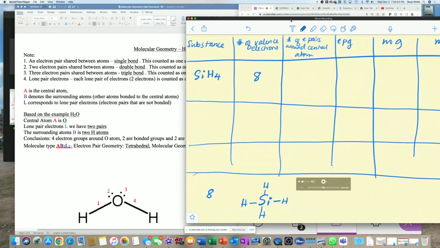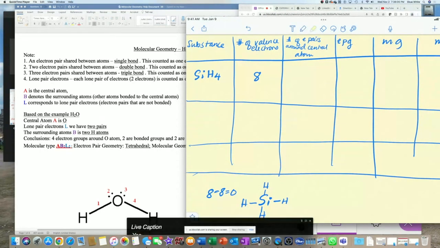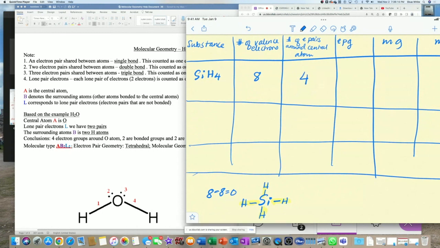I have to keep track of the electrons I'm using, right? It just so happens that I've used all 8 electrons in forming 4 bonds, right? So when I see this, that means I have one group here, 2 groups here, 3 groups here, 4 groups here. So over here, I'm going to write I have 4 electron pairs around my central atom, with my central atom being silicon.